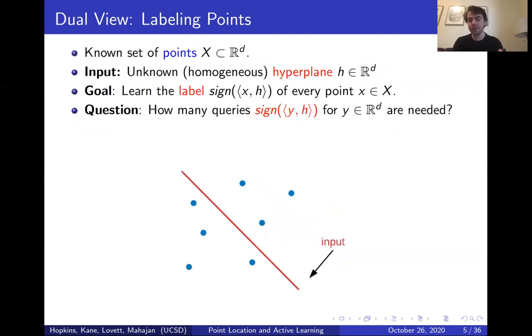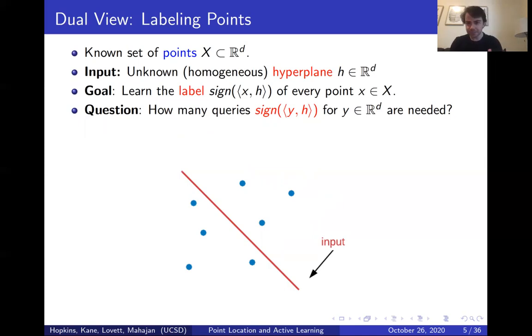There's a dual view to this problem, which is more from a learning theoretic standpoint. In this case, we're given a known set of points in R^d, like data points, and we're given an unknown, and we'll assume for this talk, for simplicity, homogeneous hyperplane H in R^d. The goal is to learn the labels of all the points in your set X with respect to this unknown, essentially a linear classifier.